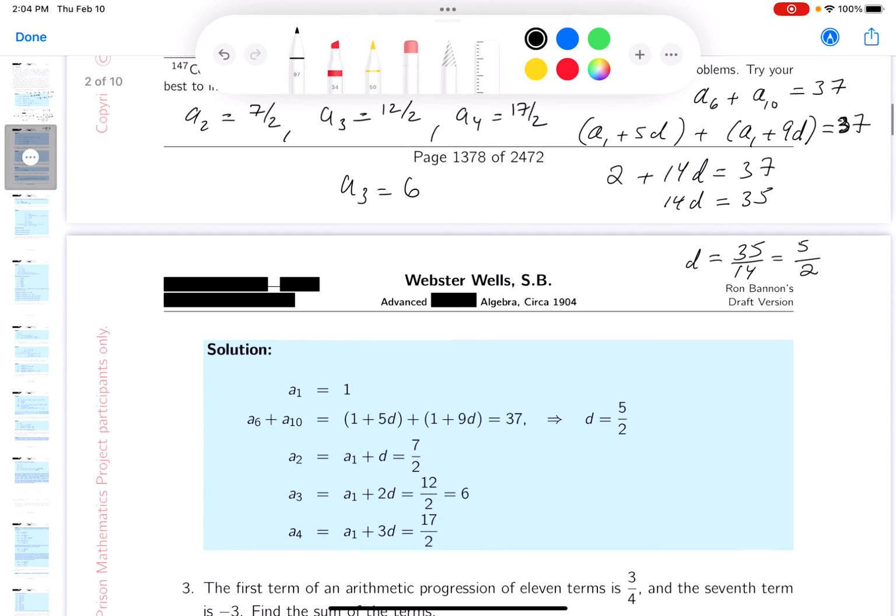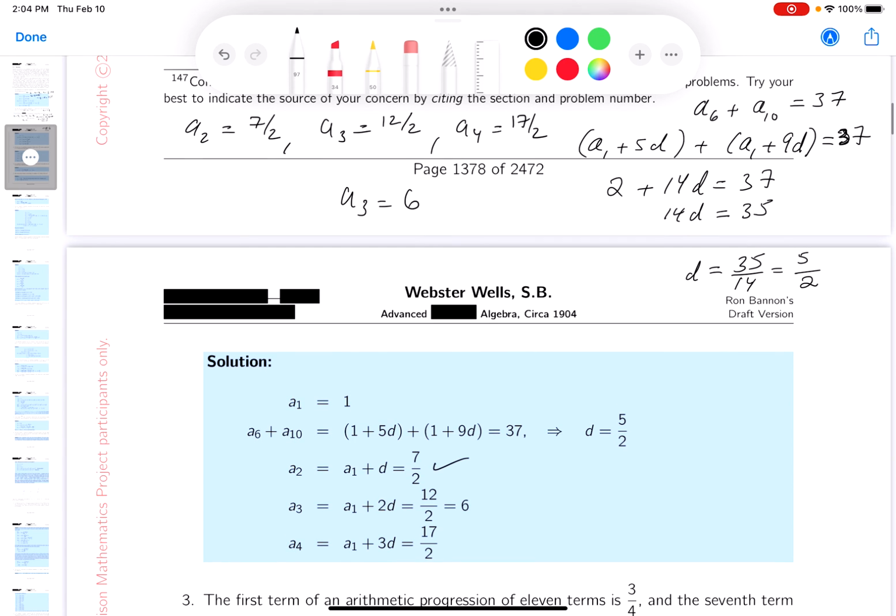All right, let's take a look. And A2 is 7 halves. We did okay with that. A3 is 6. We did okay with that. And A4 is 17 halves. Good with that.